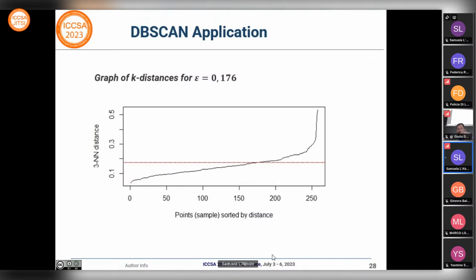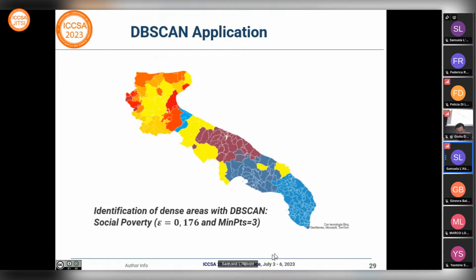The second cartography was processed by assigning epsilon value 0.176 and MinPts value 3, using the fuzzy values of the second set of indicators related to social poverty. 13 clusters were obtained. Those formed by municipalities with a higher fuzzy value and spatially close are highlighted by orange, yellow ochre, and blue colors corresponding to the areas of Foggia, Brindisi and Taranto.